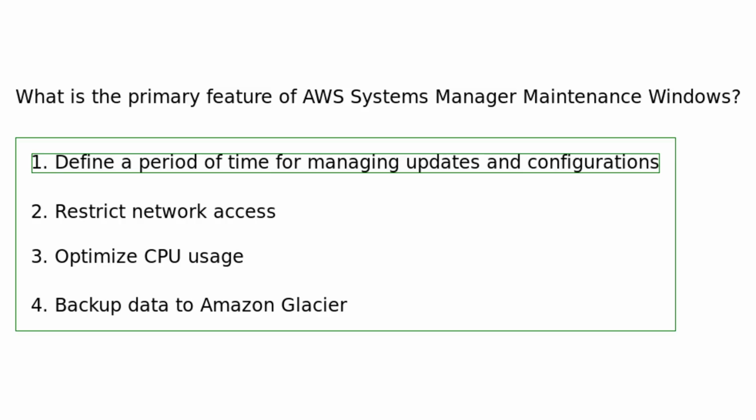AWS Systems Manager maintenance windows allow users to define a period of time for managing updates and configurations across a fleet of instances, ensuring that critical maintenance tasks are performed within the specified window.